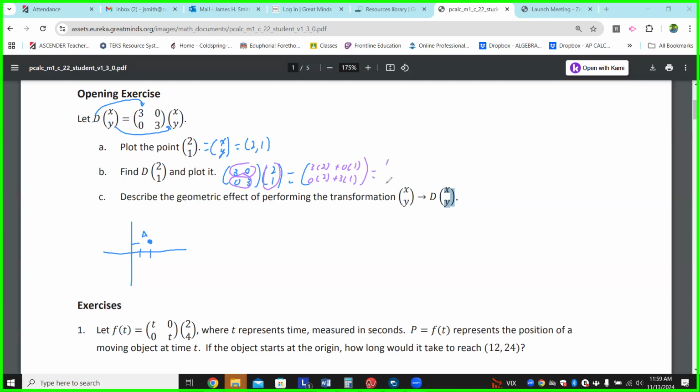But 3 times 2 is 6. 0 times 1 is 0. And then 6 plus 0 is 6. Very good. And then 0 times 2 is 0. 3 times 1 is 3, 0 plus 3 is 3.